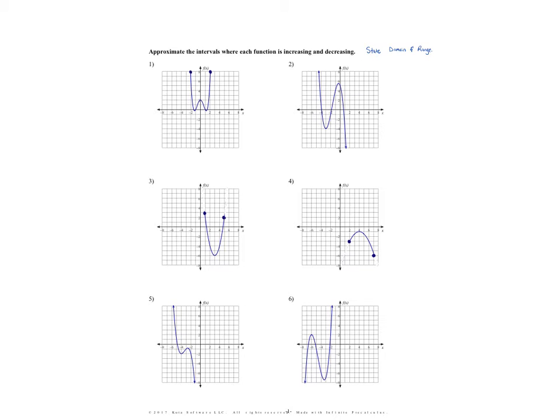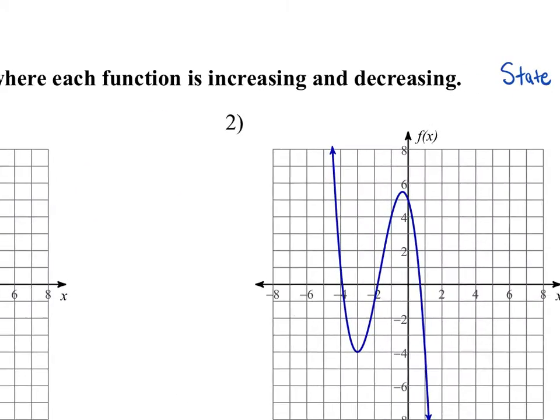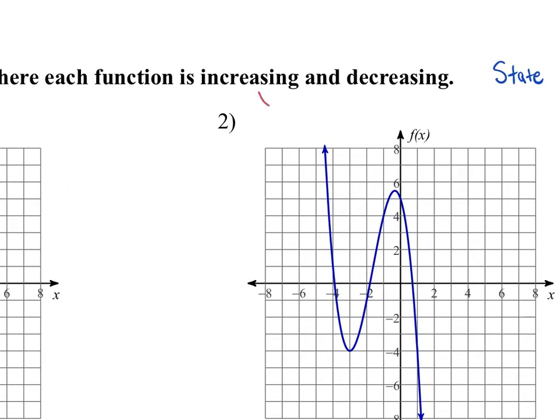All right, so let's take a look with number 1. First, we need to approximate the intervals where each function is increasing and decreasing, and then state the domain and range. When naming the intervals for increasing and decreasing, we always look at the x values, and it's always going to be in parentheses for increasing and decreasing.